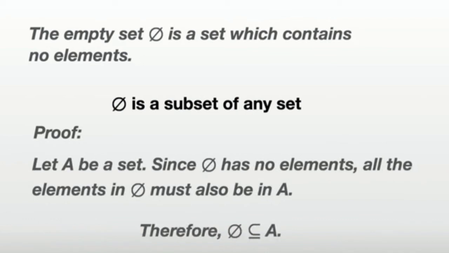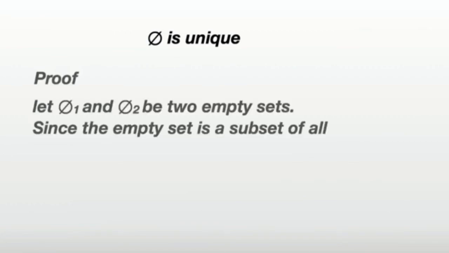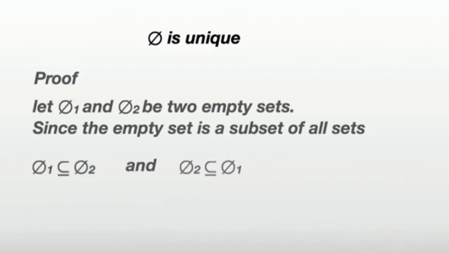The second property of the empty set is that it's unique. Let empty set 1 and empty set 2 be two empty sets. Since the empty set is a subset of all sets, we already can deduce that empty set 1 is a subset of empty set 2, and empty set 2 is a subset of empty set 1. This is the definition of equality we saw earlier. If empty sets 1 and 2 are equal, then we only really had a single unique empty set to begin with, and so we can drop the subscripts 1 and 2 and just call them the empty set.